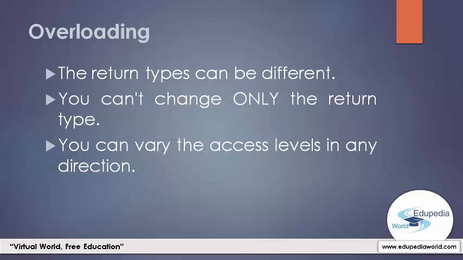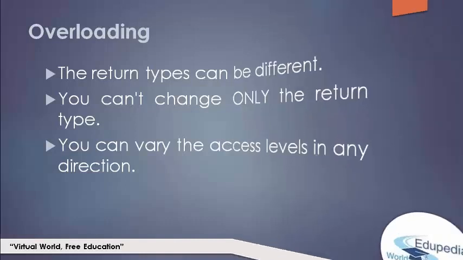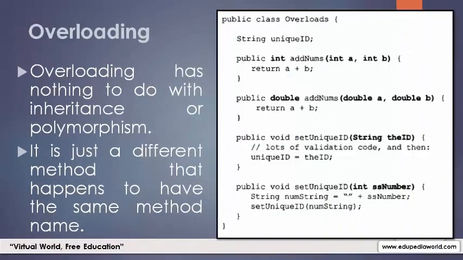The third rule is you can vary the access levels in any direction. You are free to overload a method with a method that's more restrictive. It doesn't matter since the new method isn't obligated to fulfill the contract of the overloaded method. Now take a look at this example class, Overloads. It has an instance variable uniqueID, which is a String type variable, and it has 4 methods: 2 methods with the name addNums and 2 methods with the name setUniqueID.